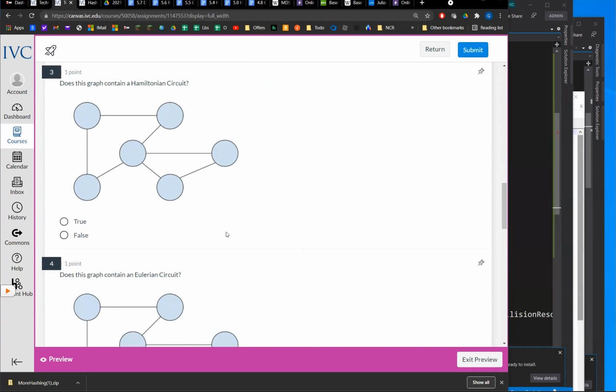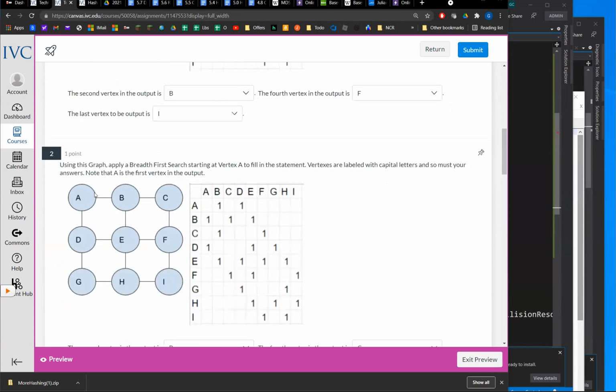Where the fourth output was C, because we had 1, 2, 3, because we do all those that are both. So we do the ones that are 0 away, we do the ones that are 1 away, then we do the ones that are 2 away. 2 away, 2 away, 2 away. So we had 1, 2, 3, 4 outputs. C is the fourth output.